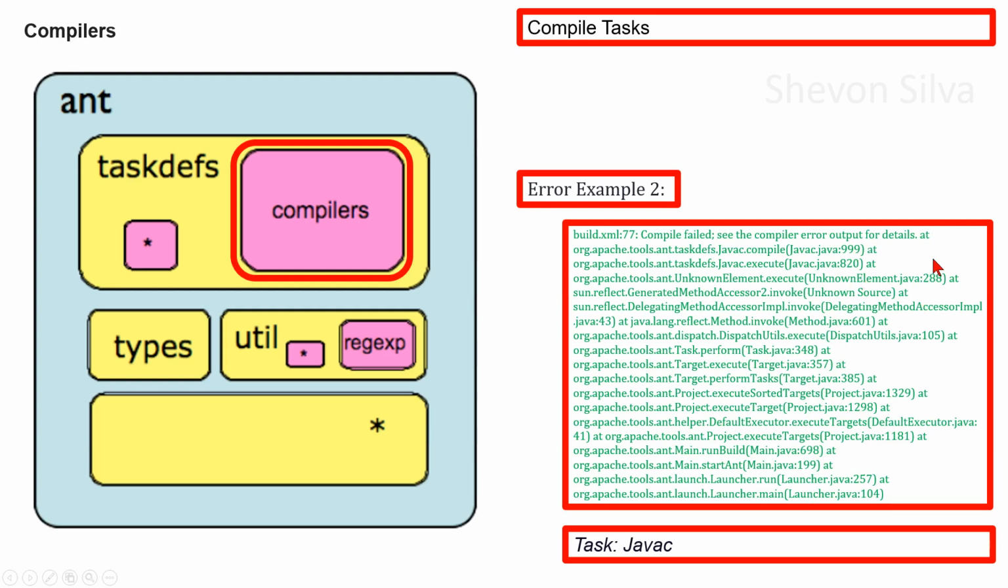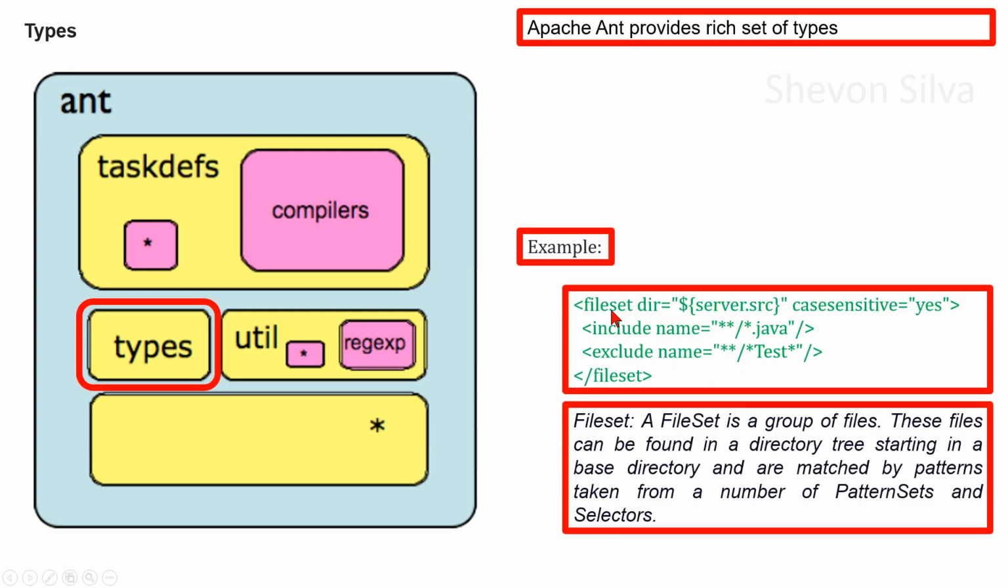Types. Apache Ant provides a rich set of types. As an example, we can consider this one here, and here you can see the fileset type. A fileset is a group of files. These files can be found in a directory tree starting in a base directory and are matched by patterns taken from a number of patternsets and selectors.